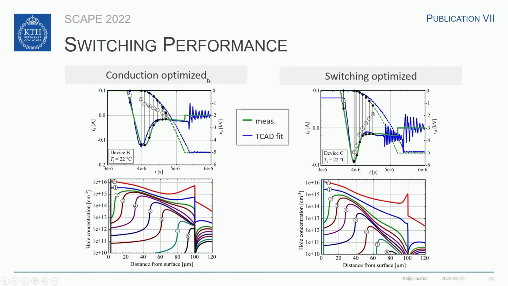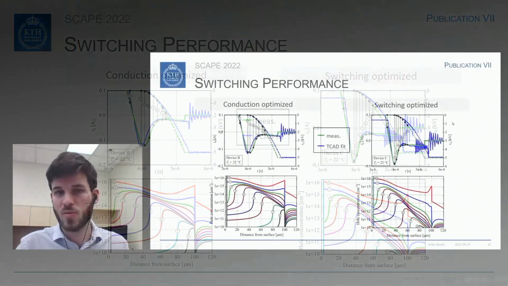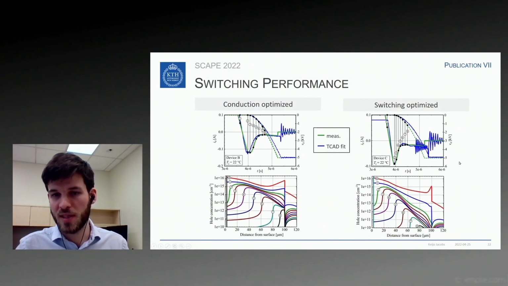You can see for the conduction optimized device, the hole concentration is decreasing quite uniformly, but slowly. And for the switching optimized device, you can see that the hole concentration decreases much quicker at the N+ buffer. Comparing the time instants here, for example at 7 and 8, you can see that the hole concentration is completely gone for the switching optimized device, whereas at 7 and 8 here, there are still quite a lot of holes present in the semiconductor. Therefore, switching with the switching optimized device is much faster.